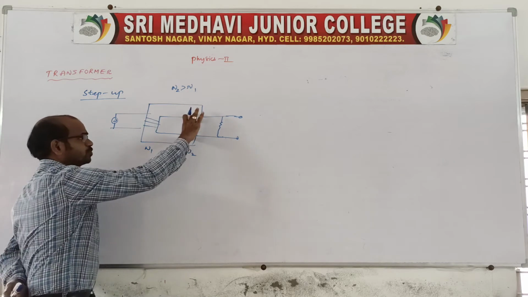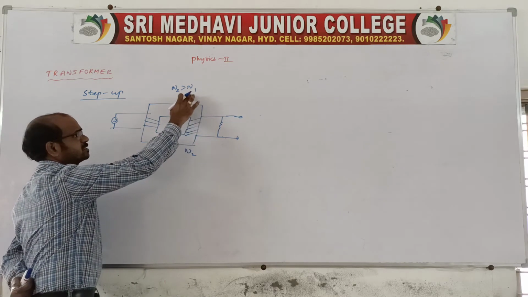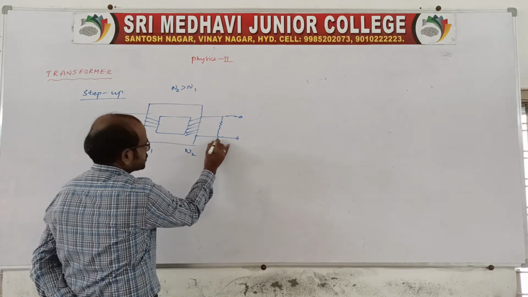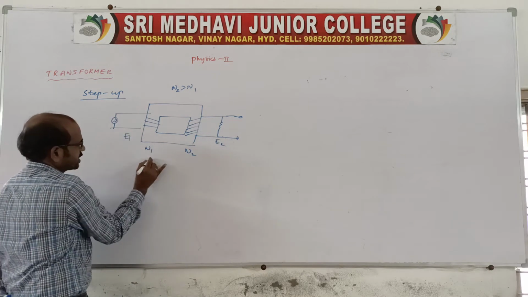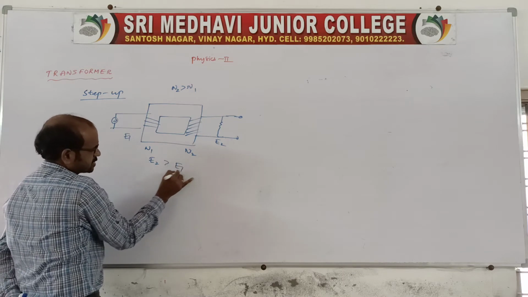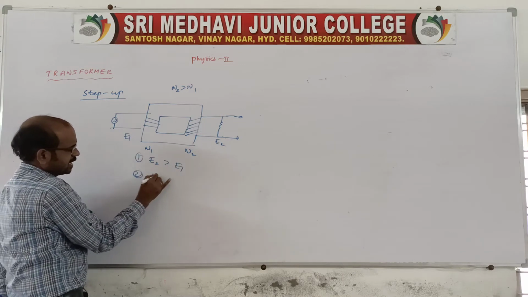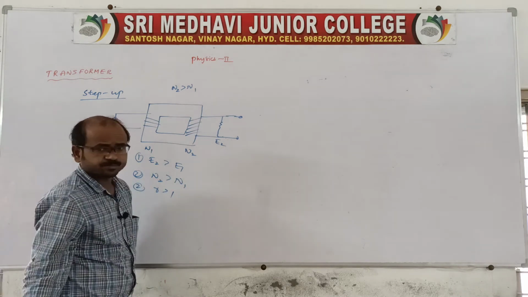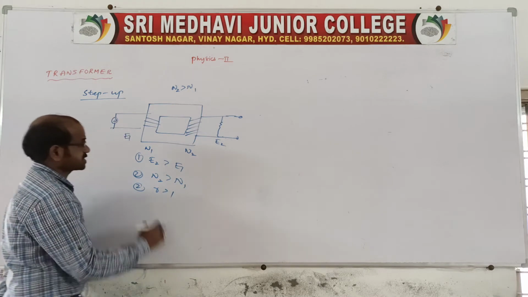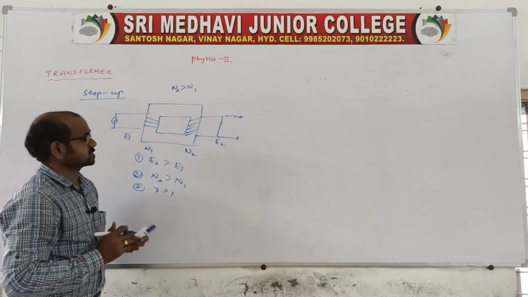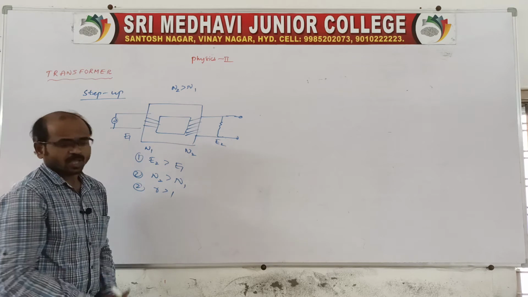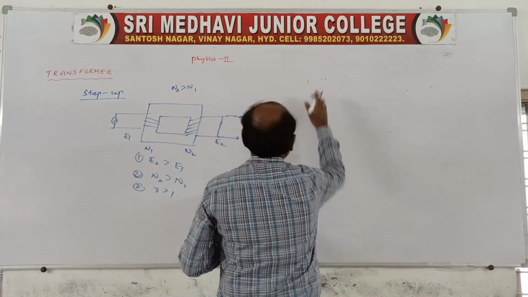That means the output number of turns must be greater than the primary. So ultimately we get E2 greater than E1. This is the first, N2 greater than N1, and third, R also greater than 1. Of course, output EMF is greater than input EMF because the number of turns in the secondary coil is more than the primary coil. And the second is step down.